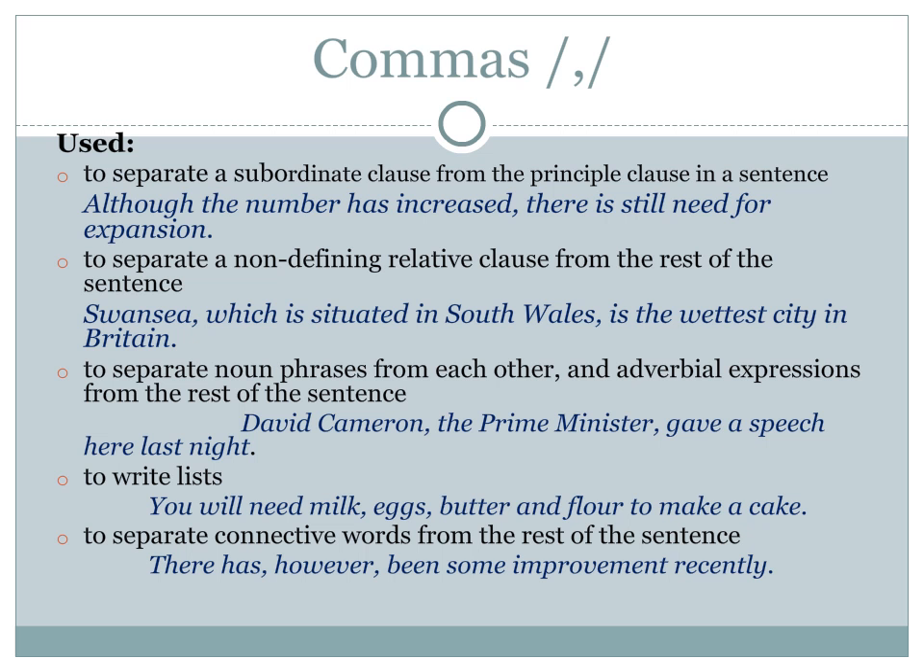Commas are also used to separate noun phrases from each other and adverbial expressions from the rest of the sentence. So for example, David Cameron, the Prime Minister, gave a speech here last night. They're used to write lists. You will need milk, eggs, butter and flour to make a cake. And they're used to separate connective words from the rest of the sentence. These are words like however, firstly, etc. There has, however, been some improvement recently.